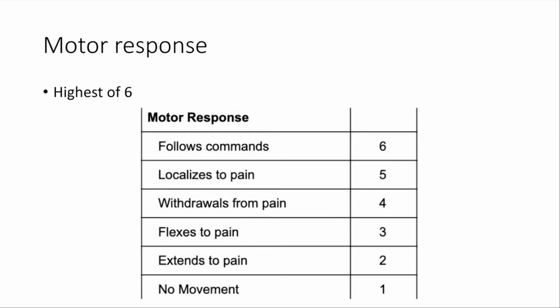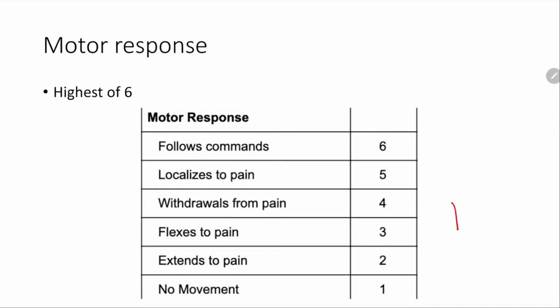So, an E response of 3 might still be a M response of 6, remember that. But just for simplification, let's say he follows commands. If he localizes pain, then he gets a score of 5. If he withdraws from pain, he has a score of 4. If he flexes to pain, he has a response of 3. If he extends to pain, he has a response of 2. And if he has no movement whatsoever, he has a score of 1.